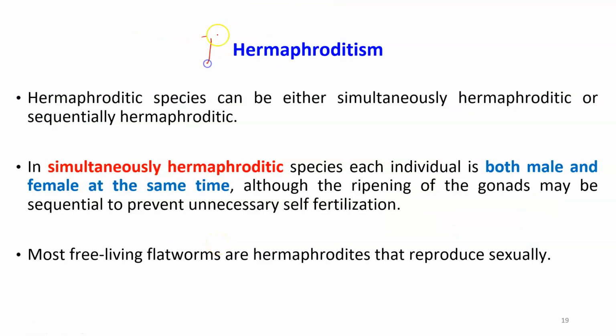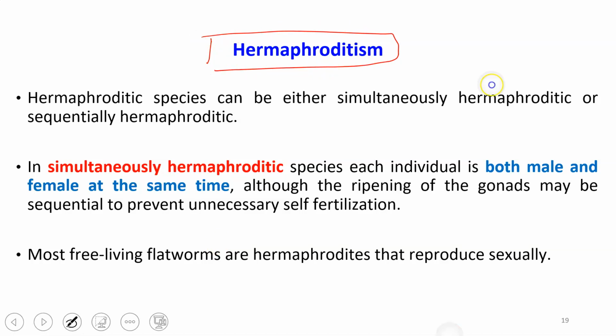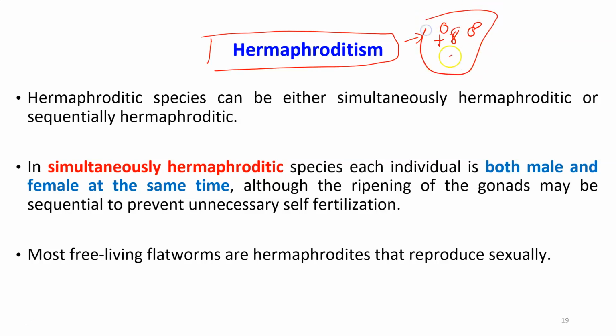Now we are going to look at this term, hermaphroditism. What is hermaphroditism? It is an animal that has both female and male reproductive organs. One individual having both male and female reproductive organs, for animals only. Hermaphroditic species can be either simultaneously hermaphroditic or sequentially hermaphroditic. There are two ways of being hermaphrodite, simultaneously or sequentially.